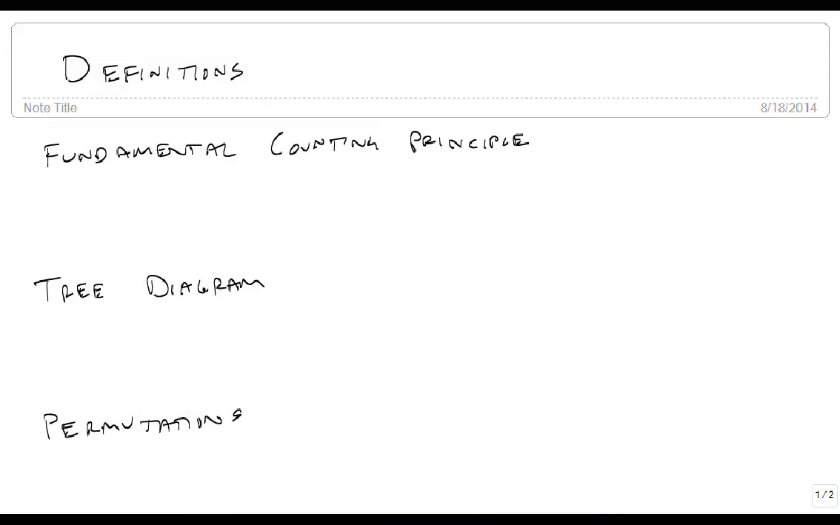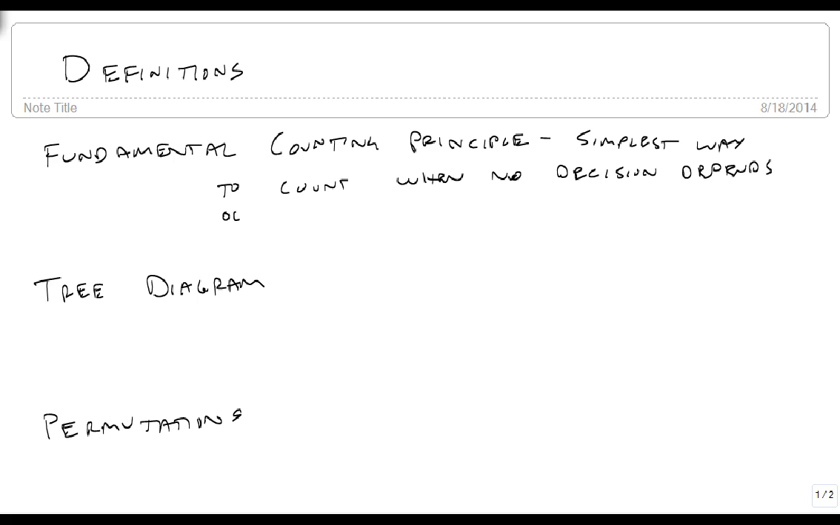We are now going to provide definitions related to how we count things, and we're going to start with the fundamental counting principle, which talks about the simplest way to count when no decision depends on any others. So it doesn't matter what you do in your first decision for what you do in your second decision. They're independent of each other. It's just the order that they came in, and it doesn't matter what that order is.